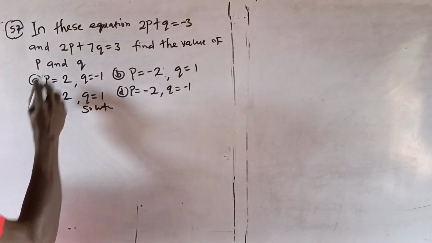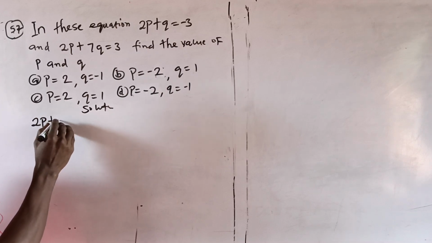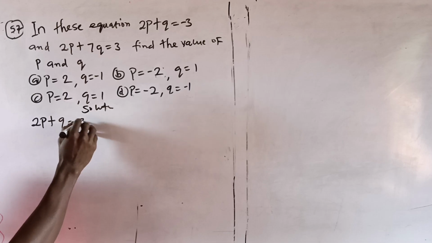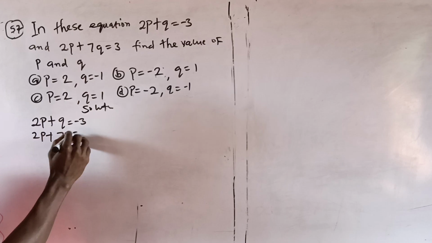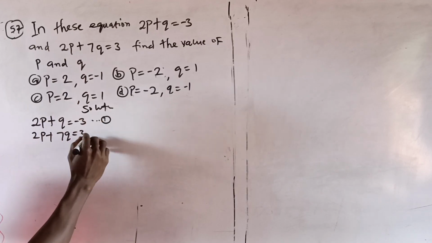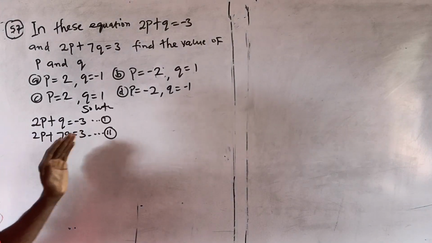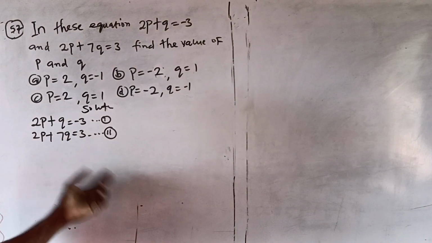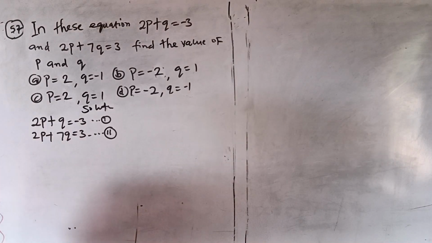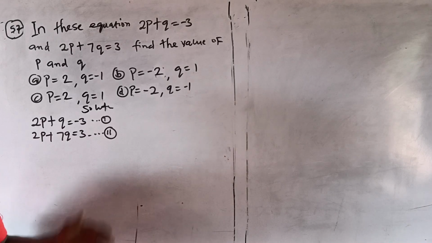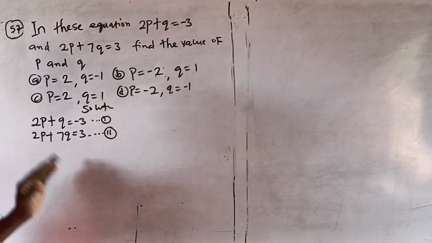Solution. The first equation is 2p plus q is equals to minus 3. And the second equation is 2p plus 7q is equals to 3. This is first equation, and this is second equation. So what are we going to do? If you check the equation, you see that this is simultaneous equation. And in simultaneous equation, we have several methods in solving it. We can use elimination method, we can use substitution method, we can use graphical method. So this one, what we are going to use is elimination method.